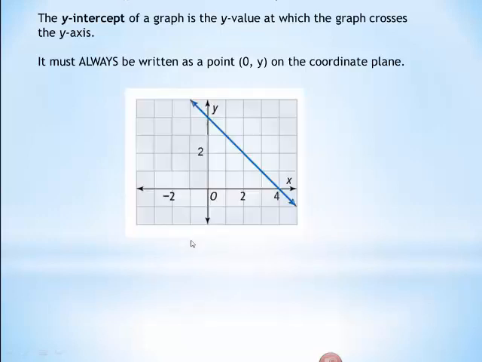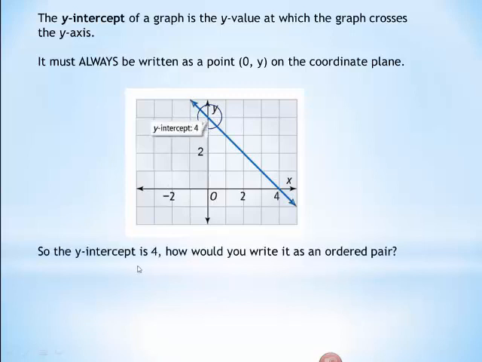So let's look at an example. This is a graph on a coordinate plane. This is a linear equation. The y-intercept of this equation is where it crosses the y-axis. Now, this is the y and this is the x. So, what number does that crossing represent? 4. So in this particular problem, the y-intercept is 4.